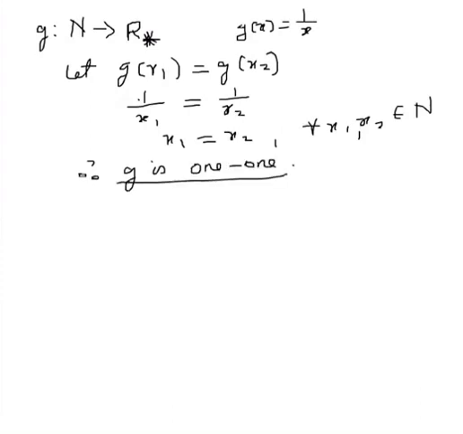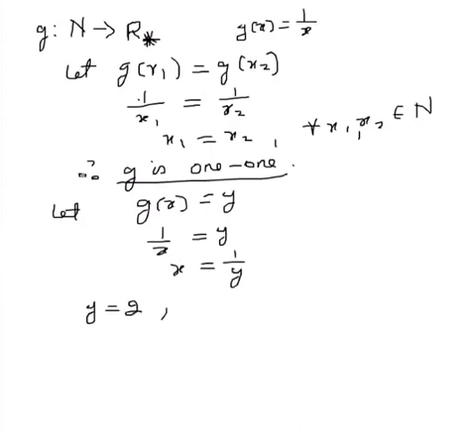Now we have to check whether it is onto or not. Let g of x be equal to y, where g of x is 1 by x. Therefore, x is equal to 1 by y. If y is 2, x is 1 by 2, and it doesn't belong to the first set. So I can say that the element 2 of the codomain doesn't have a pre-image, right? Therefore, one counter example is enough. Therefore, I can say that it is not an onto function.